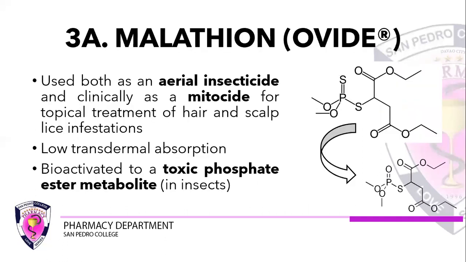Alright, so these are the following insecticidal acetylcholinesterase inhibitors. The first one is your malathion. Eventually, malathion would produce its active metabolite, the malaoxon. So it would be bioactivated to its oxon derivative.